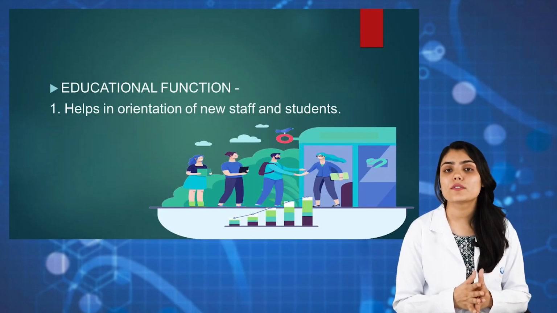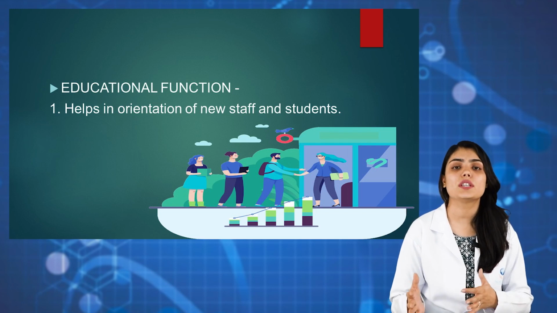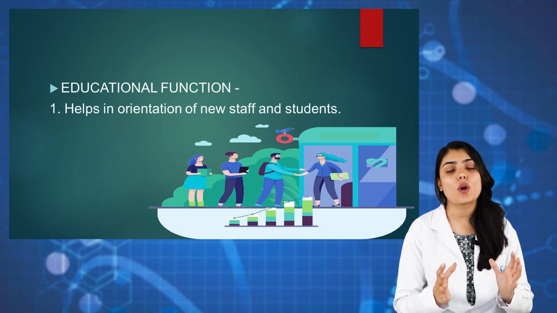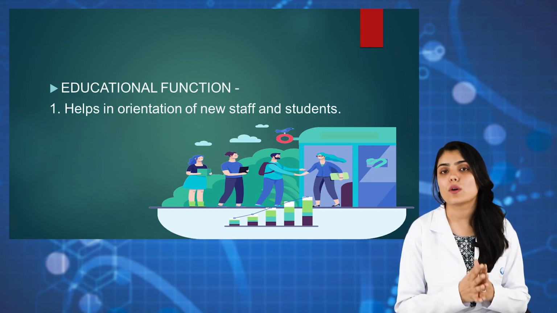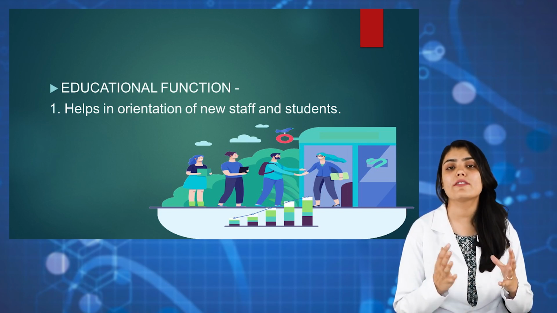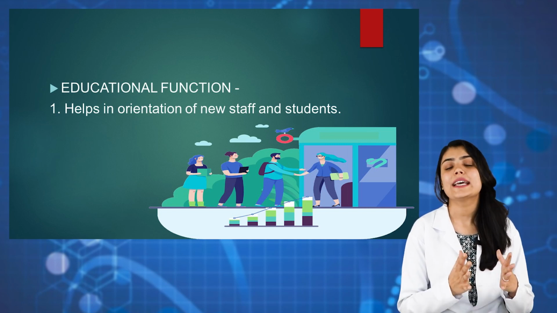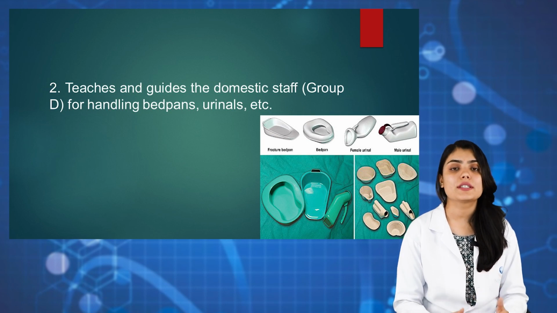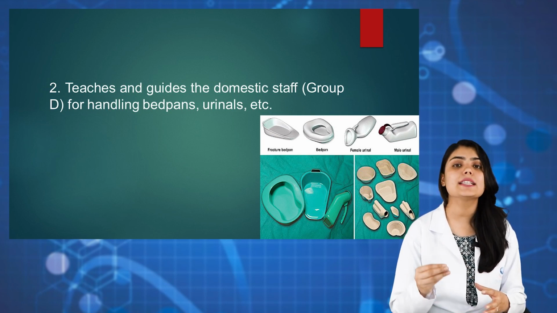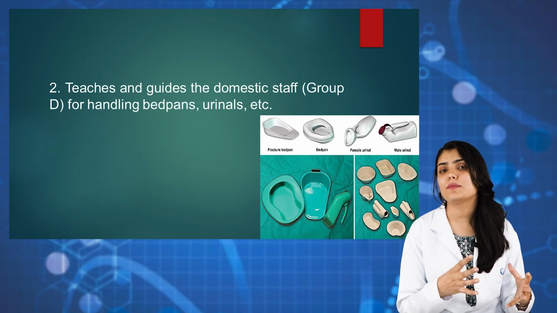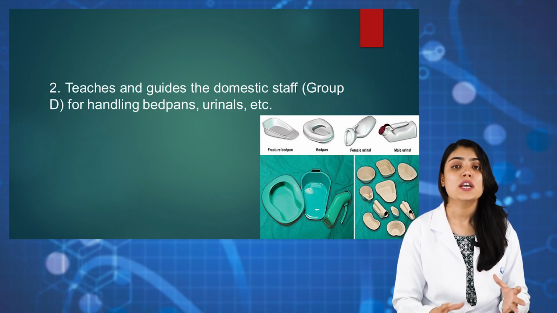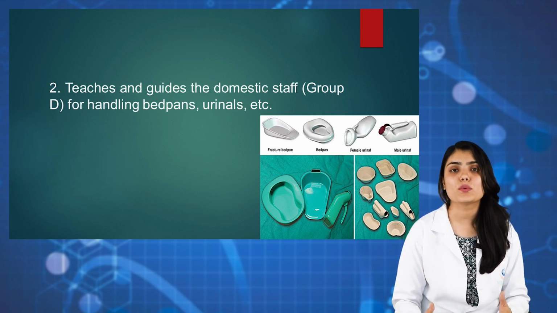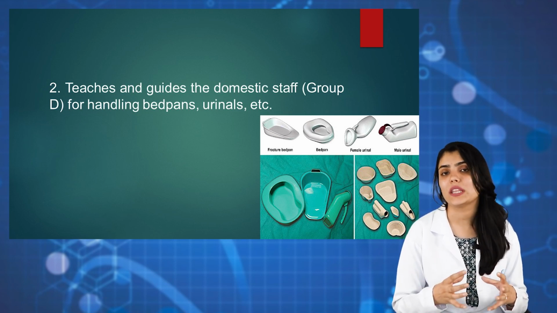The very first function of the staff nurse in terms of education is to help the new staff as well as the student to be oriented to the ward as well as the entire hospital. So orientation of the new staff and student is one of the major functions that is carried out by the staff nurse. The next function of the staff nurse is to teach and guide the Group D workers on how to handle bedpans and urinals. So it is the responsibility of the staff nurse to train and teach the Group D workers in handling all those things within the ward.